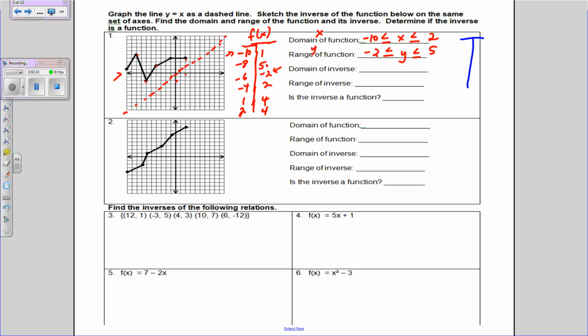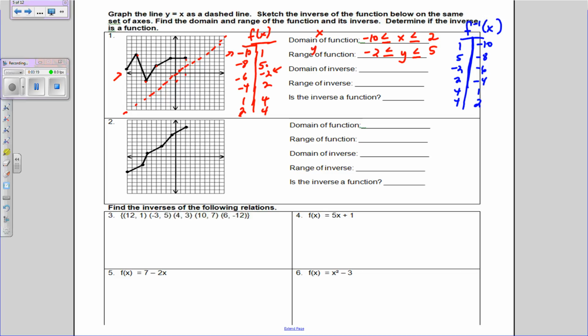Now let's do the inverse. So make a table for the inverse, and that means just switch the ordered pairs. I'm going to put the y column in x: 1, 5, negative 2, 2, 4, and 4. And then I'm going to put the x column in y: negative 10, negative 8, negative 6, negative 4, 1, and 2. It's just a quick way to reverse the ordered pairs. And then let's graph that function.